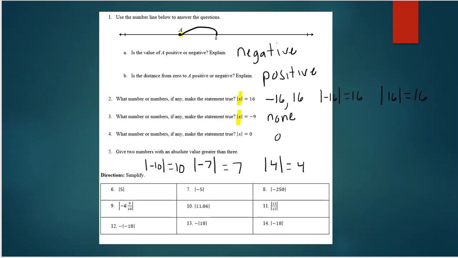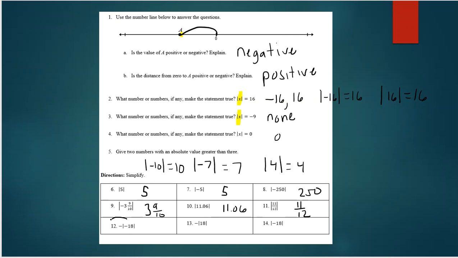Okay, and then on the last part, simplify. The absolute value of 5 is 5. The absolute value of negative 5 is 5. The absolute value of negative 250 is positive 250. The absolute value of negative 3 9/10 is positive 3 9/10. The absolute value of 11.06 is positive 11.06. The absolute value of 11/12 is 11/12.